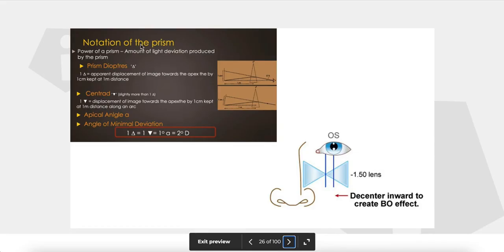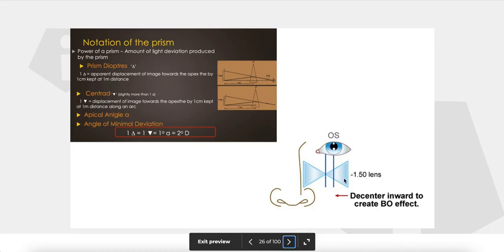Here we can see the notation of prisms. We have different methods like the prism diopters, centrad, apical angle alpha, or angle of minimal deviation. For the prism diopter, there will be apparent displacement of the image toward the apex by 1 centimeter when it is kept at 1 meter. So it is 1 meter, not 10 centimeters.